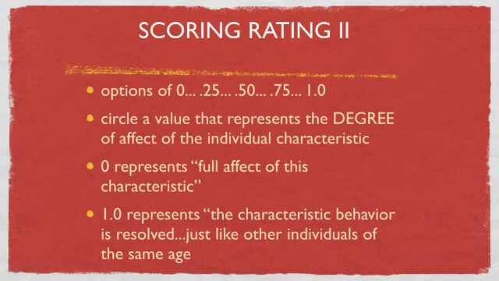A score of 1, if you circle the value of 1 for our example of movement, means that movement is no more important for this child than for any other child their age. And that is a very hard thing to achieve. So we circle the values of 0, 0.25, 0.5, 0.75, or 1 based on our understanding of how each of those characteristics changes over time.